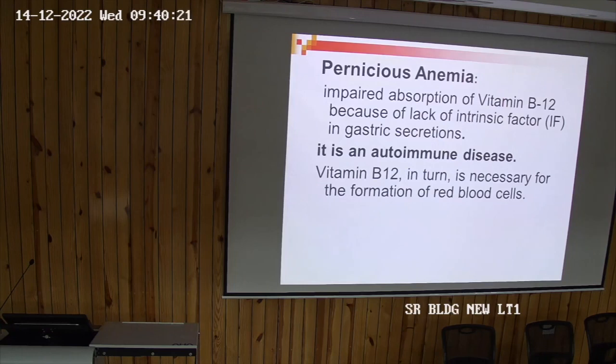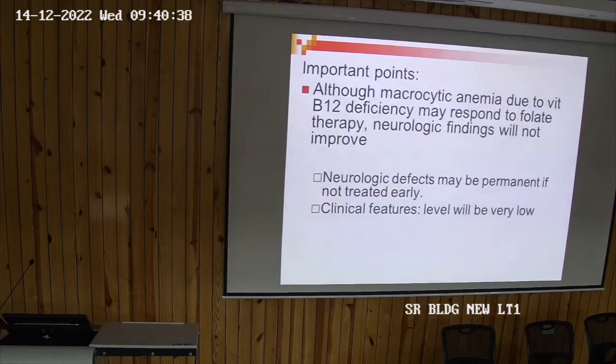So this is pernicious anemia, impaired absorption of vitamin B12 because of lack. It is an autoimmune disease. Another MCQ is, it is an autoimmune disease. B12 is necessary for the formation of red blood cells. How it can be corrected? B12 supplements. Okay. How many of you support supplements?